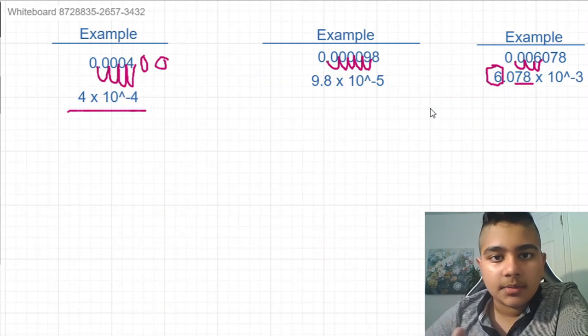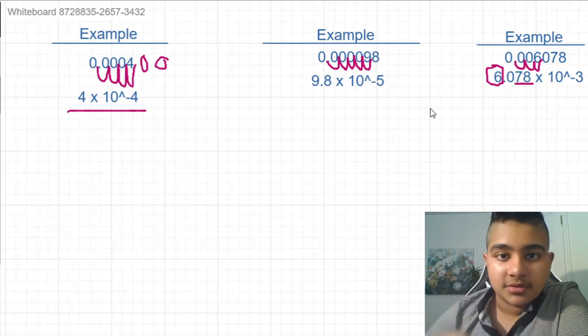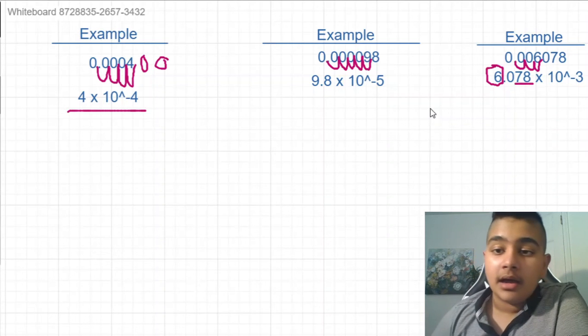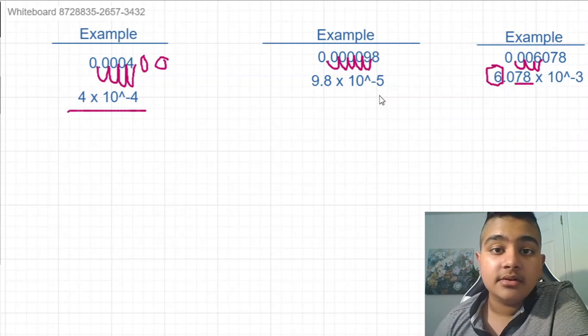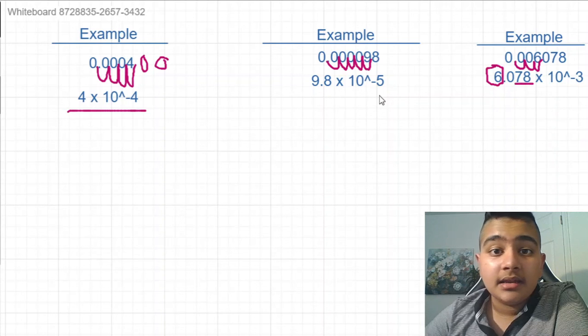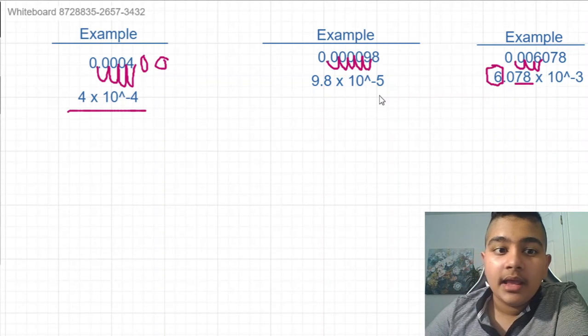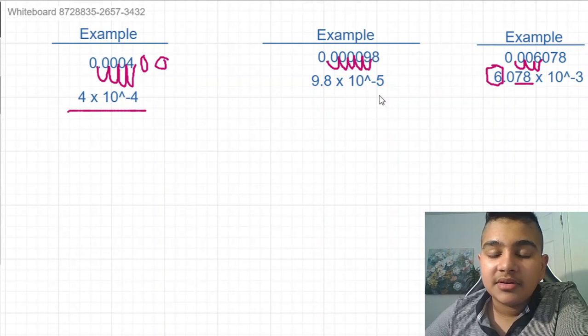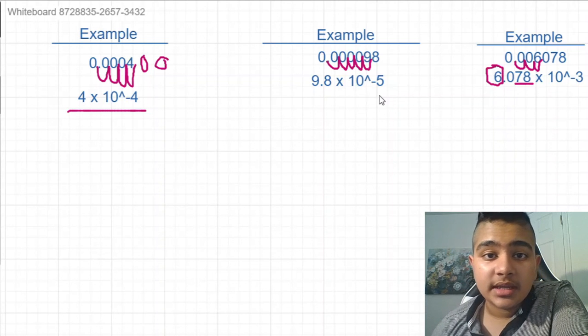So guys, hopefully you guys understood how to work with negative or decimal numbers basically, and negative exponents for these scientific notations.